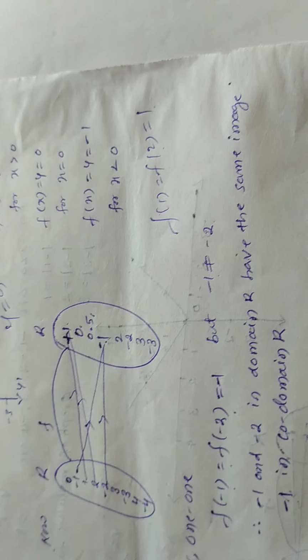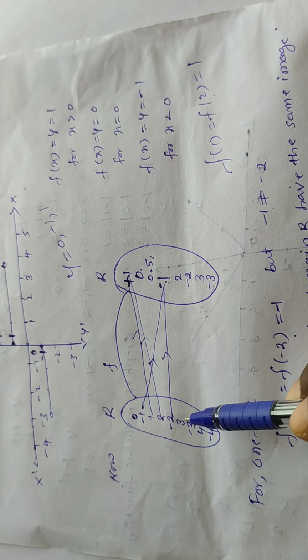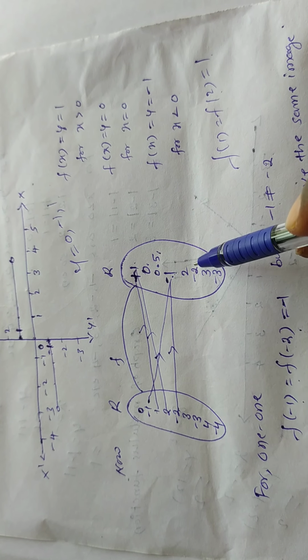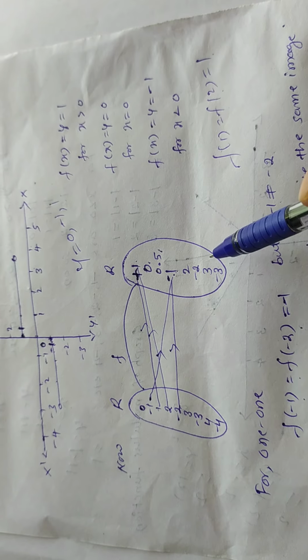For onto, there is no element in domain R which gives f of x equal to minus 2, or f of x equal to 2, or f of x equal to 3. Hence, it is not onto.